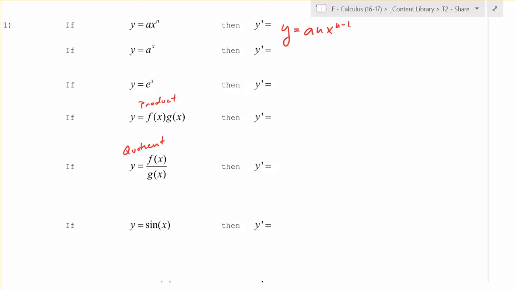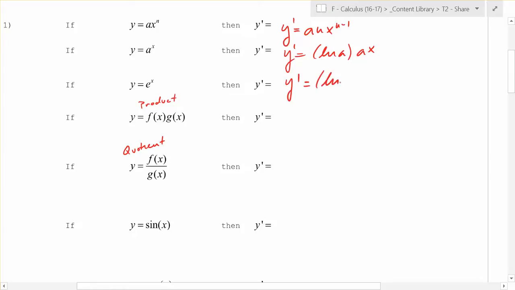Can someone tell me what that is? Anybody remember what that is? Yeah, Natalie, what is it? ln a times a to the x. Yeah, that's right. Remember ln a times a to the x? What about e to the x? Well, if you apply that rule, it's ln e, right? Times e to the x, but what's that? Yeah, exactly.